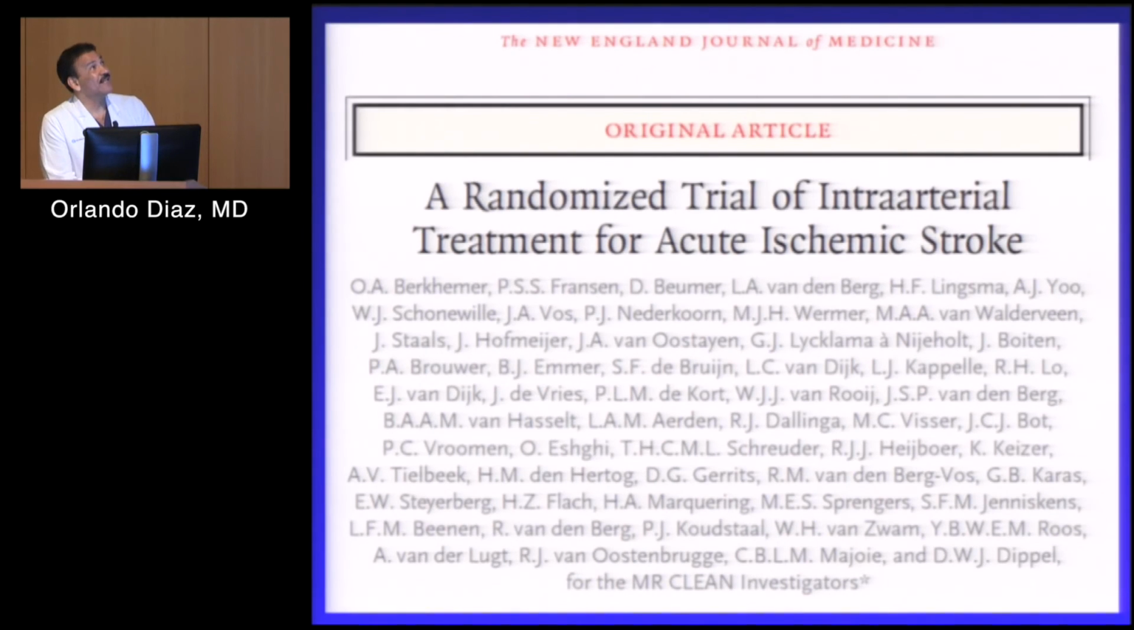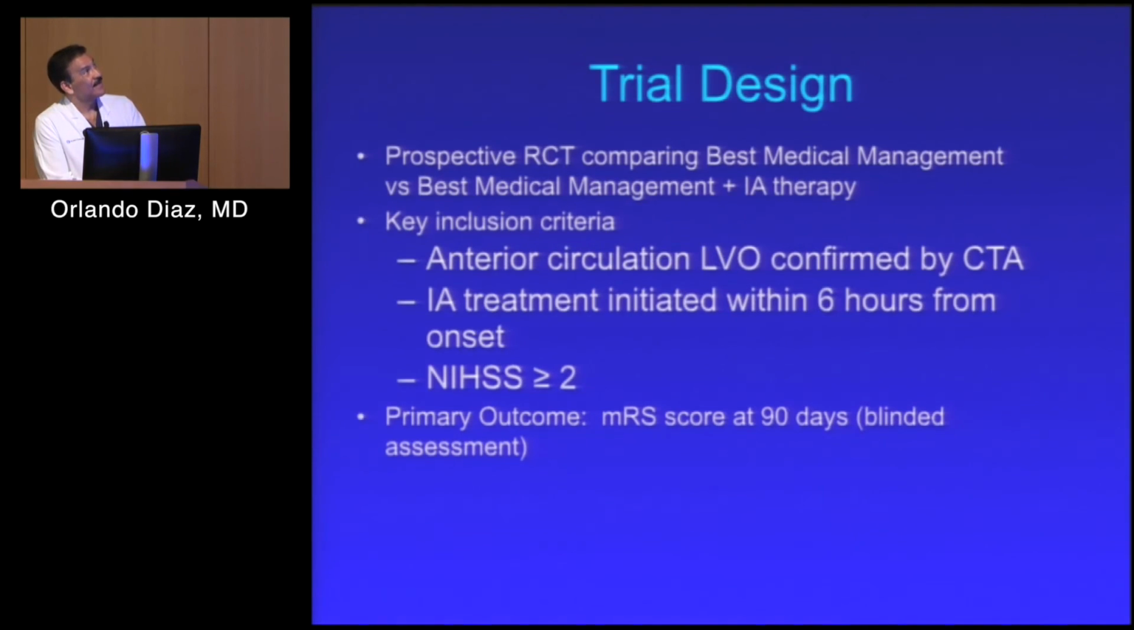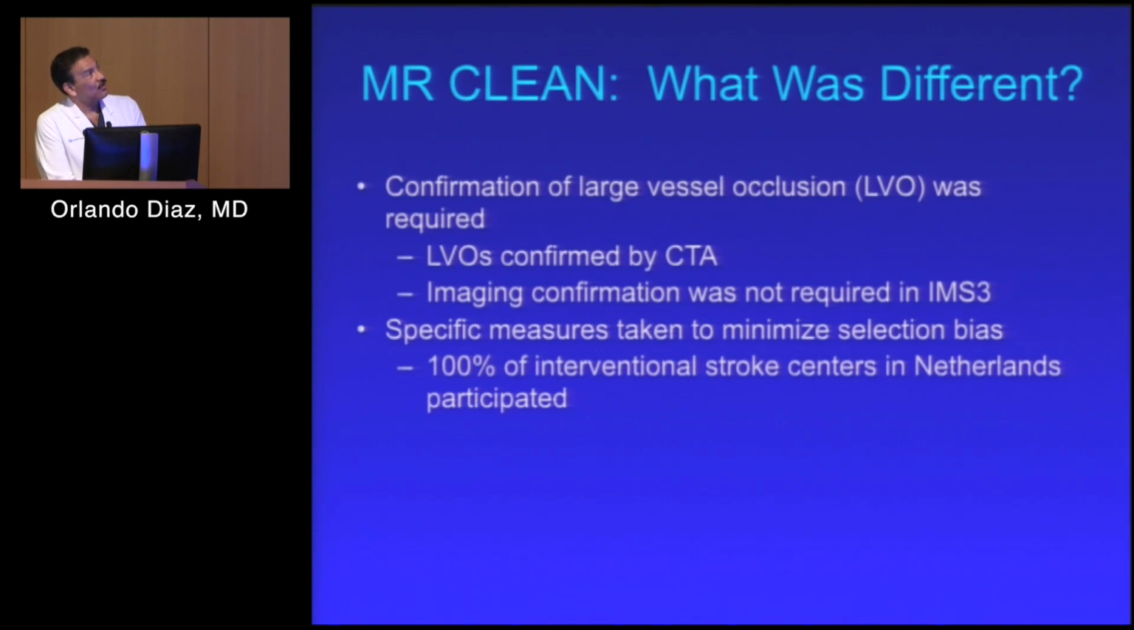And it was published in the New England Journal of Medicine, one of the most prestigious journals, for the MR CLEAN investigators. And then this is the design. The patient has to be in bad neurological condition, Dr. Jackson mentioned this, anterior circulation, large vessel occlusion. Don't do it if the patient is having symptoms and you don't know where the clot is. So you need to confirm. You need to see that the clot is there, so confirmation, this was different.